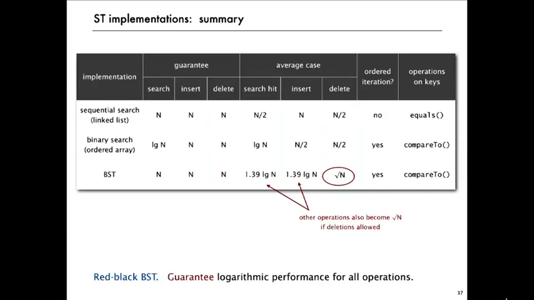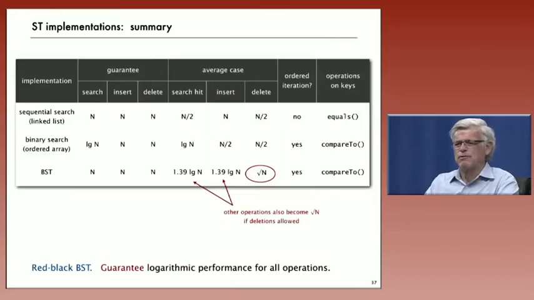What we're going to look at next time, called a red-black binary search tree, will guarantee logarithmic performance for all operations. That's extremely significant and much better than binary search trees. But the delete operation for binary search trees shows us the kind of complexity that we can encounter with working with these kinds of data structures.